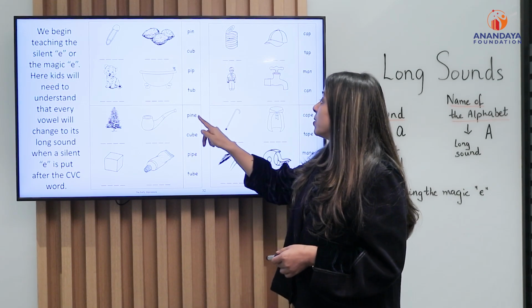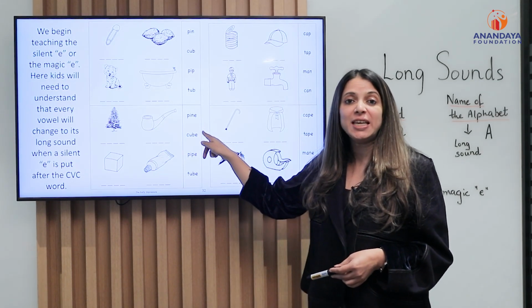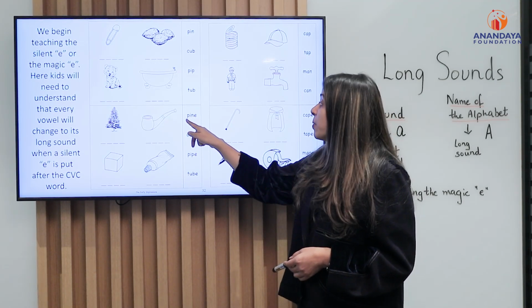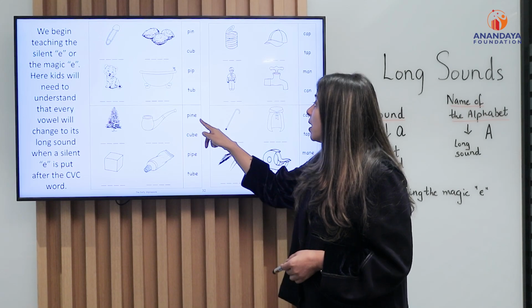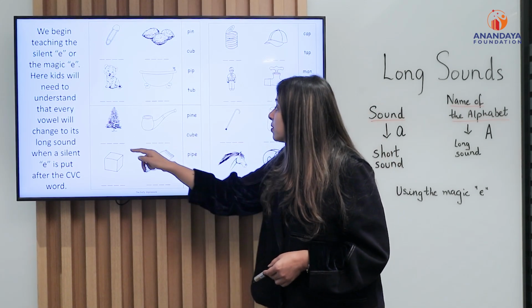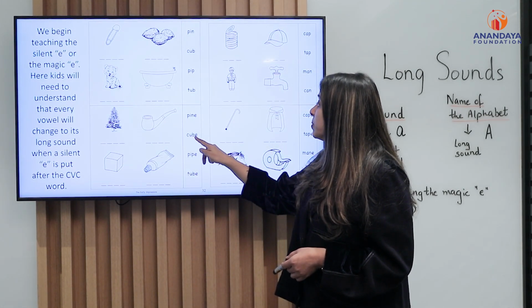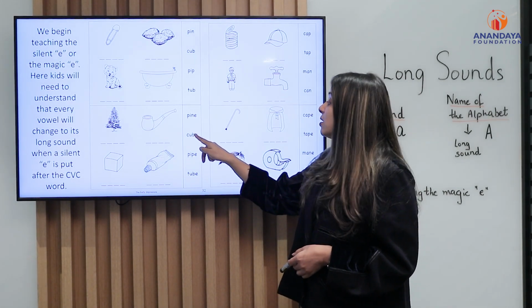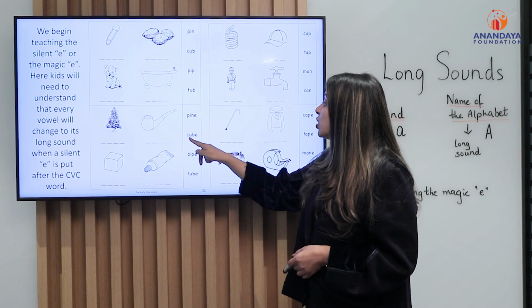P-I-N, pin. But when we add the magic E, I becomes the long sound. P-I-N, pine. K-U-B, cub. But when we add the magic E, K-U-B, cube.